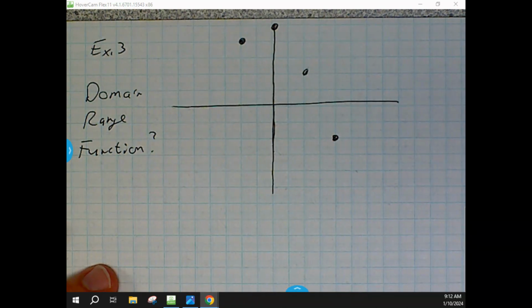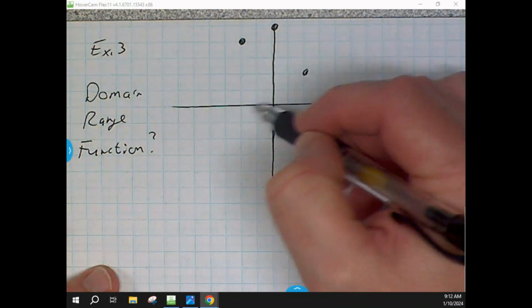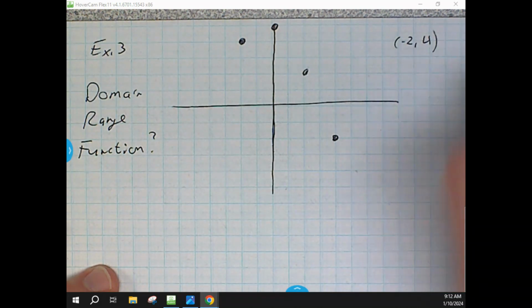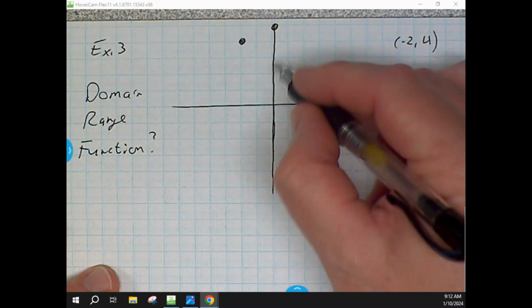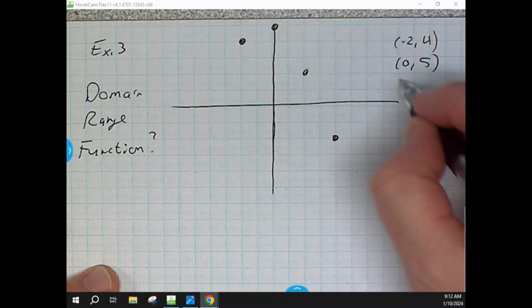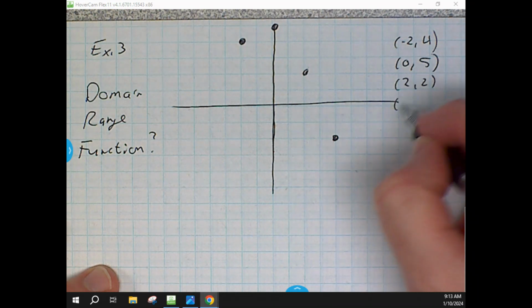Okay, so if they give you a problem like this, you're still basically going to do the same thing. You still need to go back and write down what the order pairs are. In this case, you've got -2, 1, 2, 3, 4. This point is at 0, 1, 2, 3, 4, 5. This point is at 2, 2. And this point would be at 4, -2.